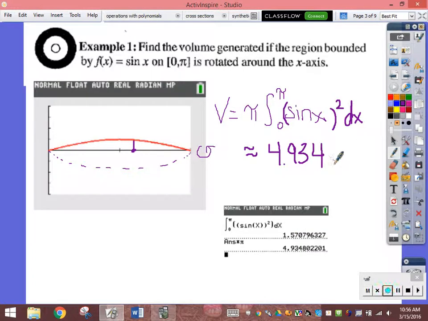And if you want to put units, you could put units cubed, but it's not necessary. So that is how you use the disk method to find the volume of a solid that's revolved around an axis.